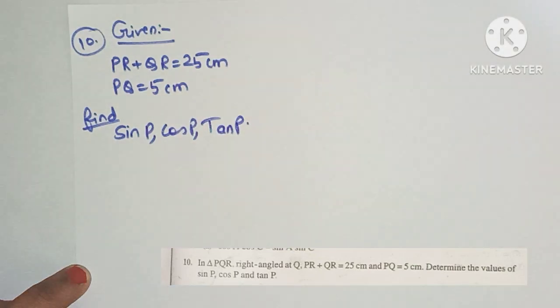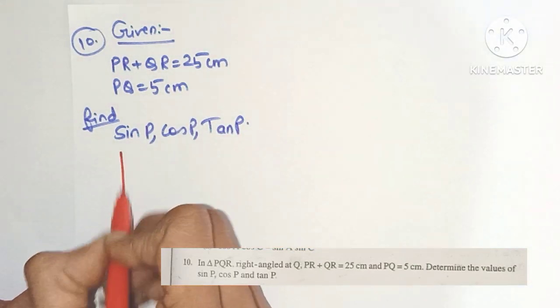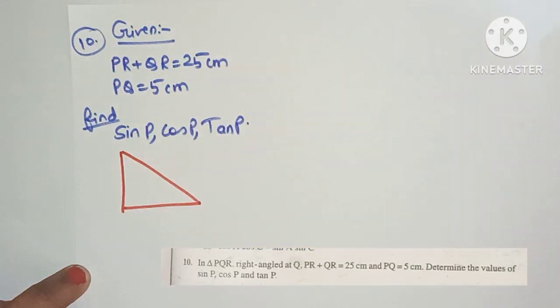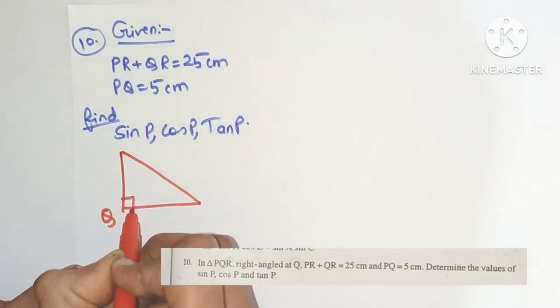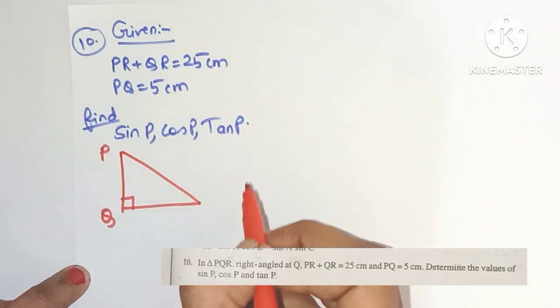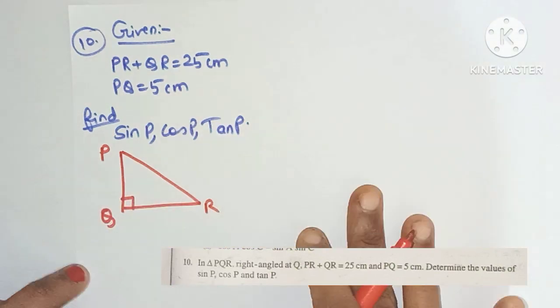Now with what they have given, let's quickly draw the diagram. They have given that the right angle is at Q. So here is my Q. So let me take this as P and this is R. You can take it in any way you want.